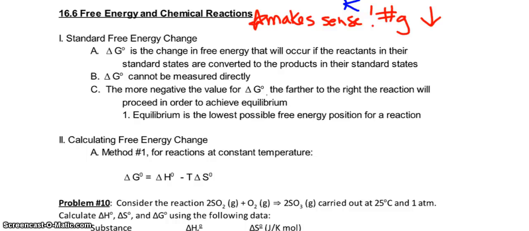And finally it says the more negative the value of delta G, the further to the right the reaction will proceed in order to achieve equilibrium. So the more negative, the more products are going to be made. So equilibrium is the lowest possible free energy position for a reaction. You're not going to get any energy out of that.